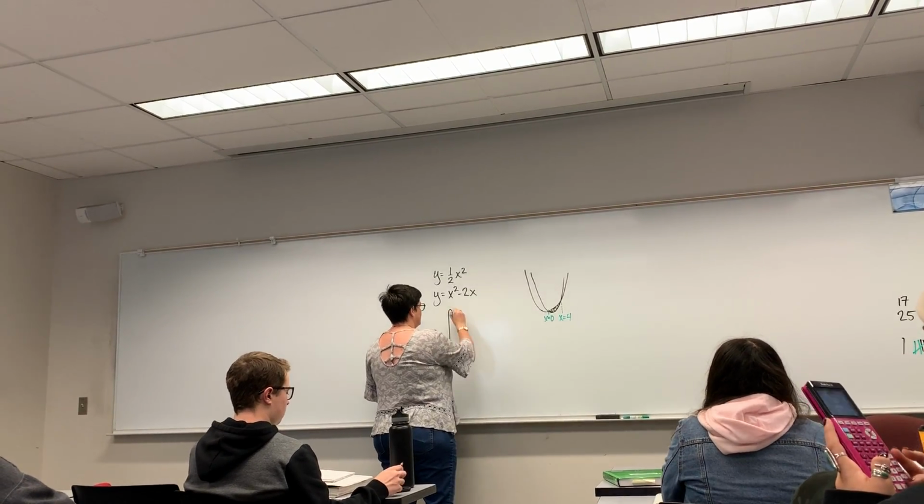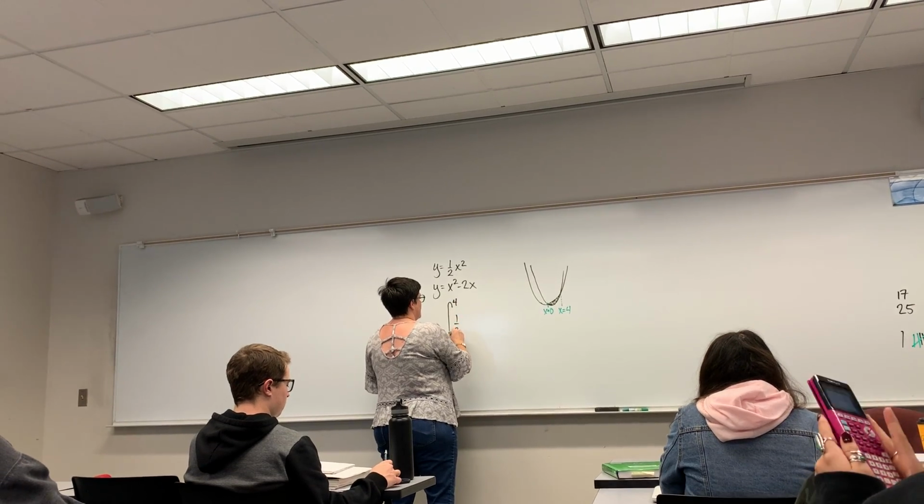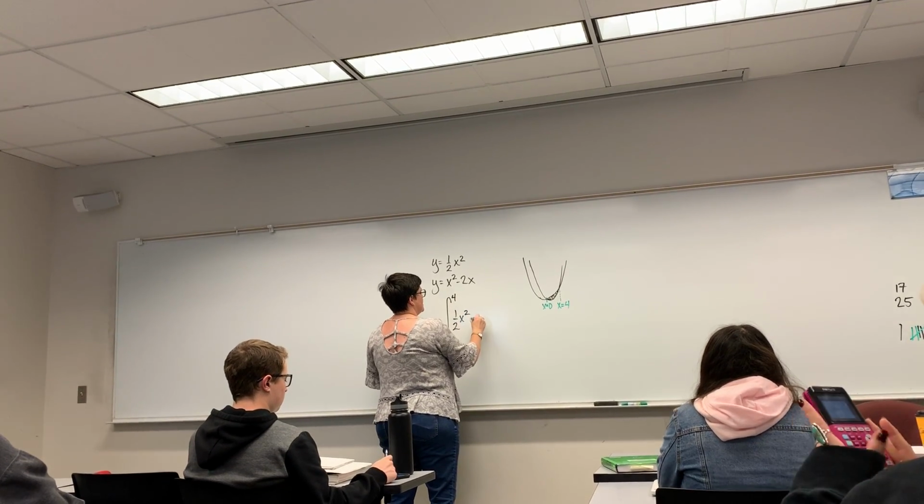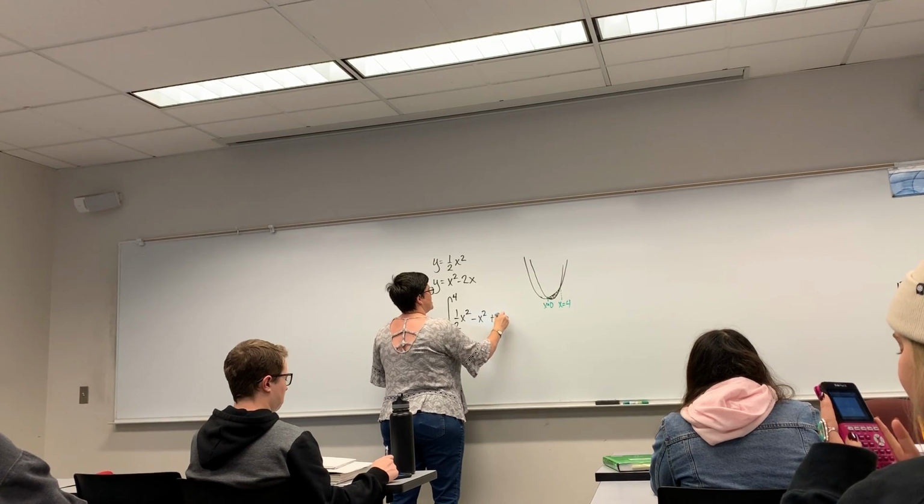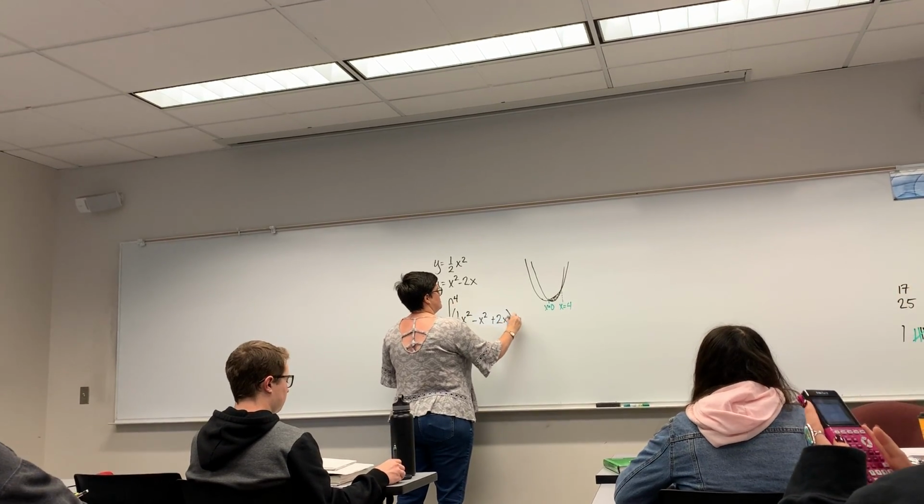So we're going from 0 to 4. 1/2 x squared minus x squared plus 2x, with respect to x.